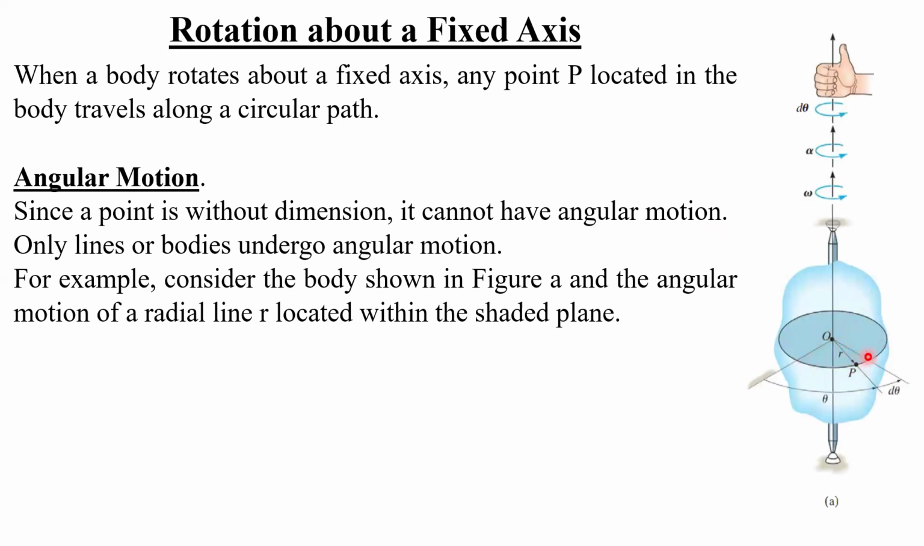It can move round. This line, from O to P, is r. So this line can move round, and as it is moving round, it forms this disk.